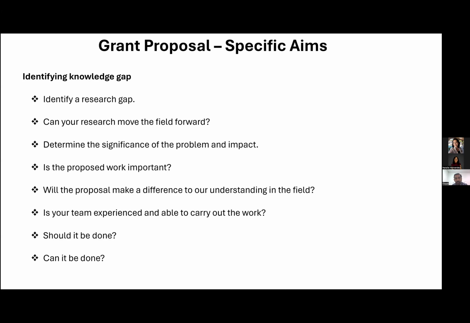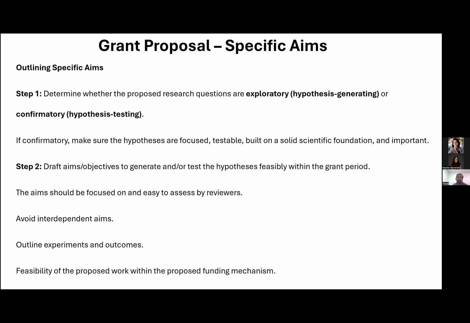Should it be done? Can it be done? Every time we go for reviewer training, they orient us to ask these two questions. Should it be done? That means, is there any relevance in doing this? Can it be done? Whether the PI, the researcher, would be able to achieve these proposed experiments. You definitely need to ask these two questions before you write your specific aims page.